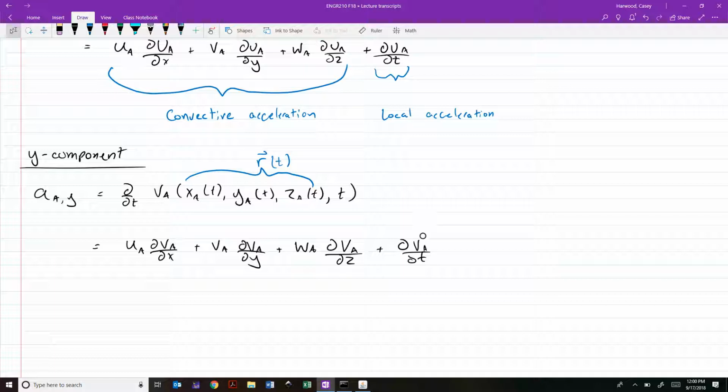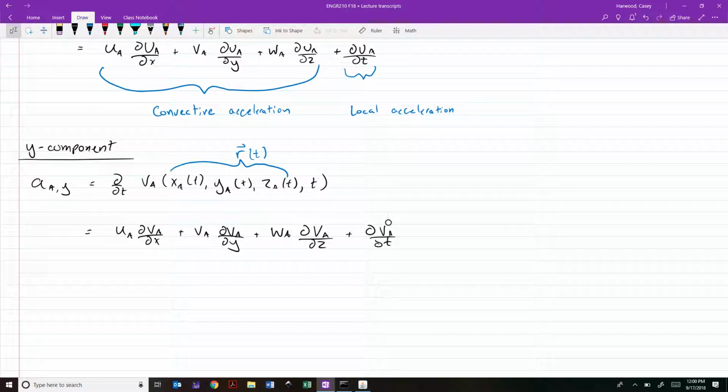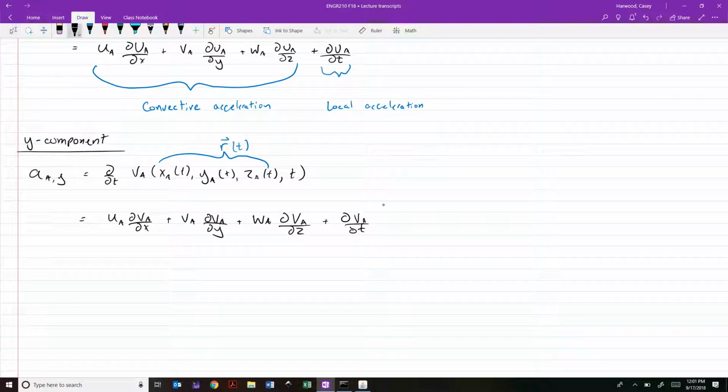So let's sum it up. The idea here now is if this applies to one particle, A, we haven't specified what particle it is. We just said take a particle, name it A, write out its acceleration in terms of the field representation of its velocity. We could apply it to this particle, to any particle. So let's drop the subscript A, and we'll go ahead and write it in its full vector form.